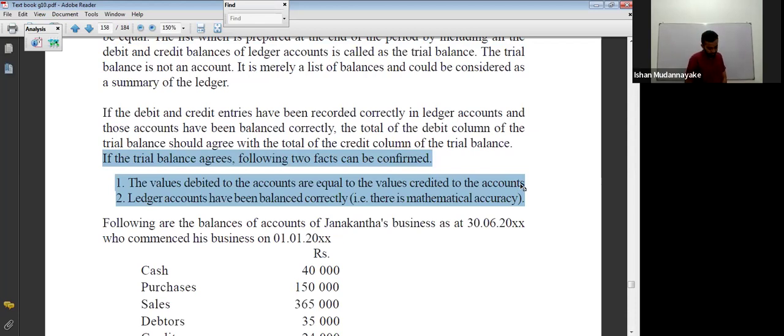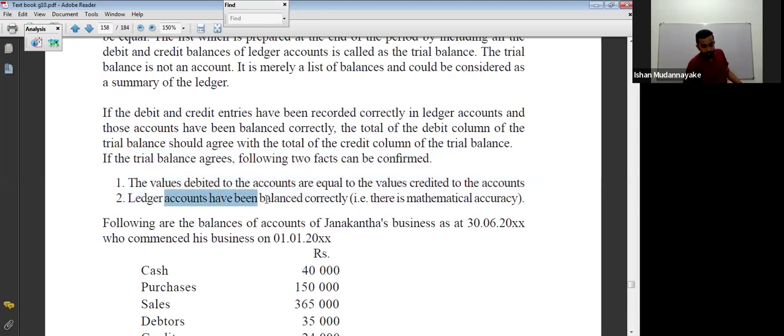What are the facts? The values debited to the accounts are equal to the values credited to the accounts. If the trial balance is equal, it means debited values equal credited values. The second one is that ledger accounts have been balanced off correctly. These are the two facts confirmed through a trial balance.